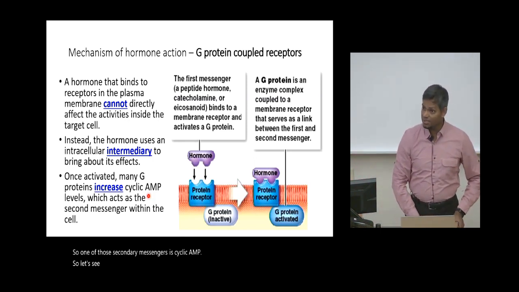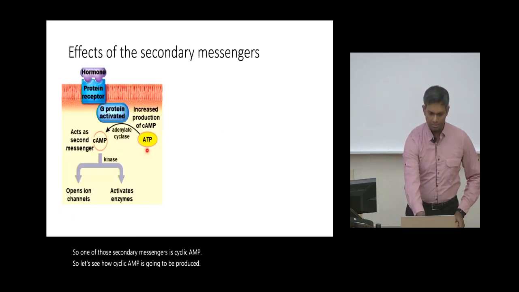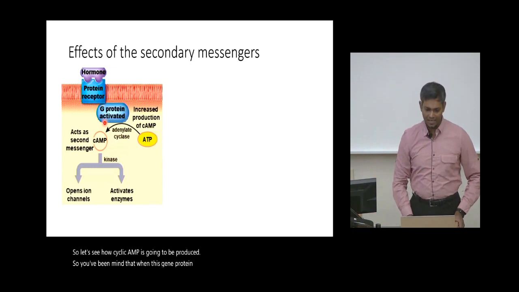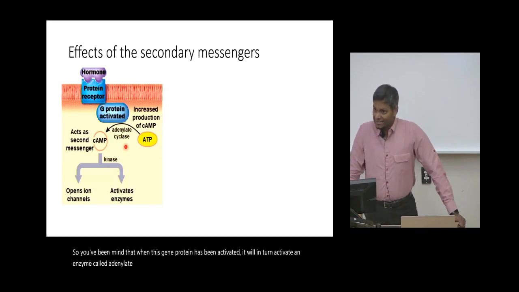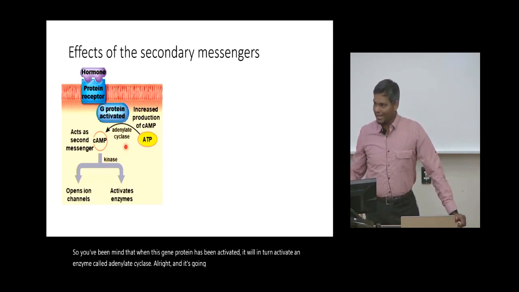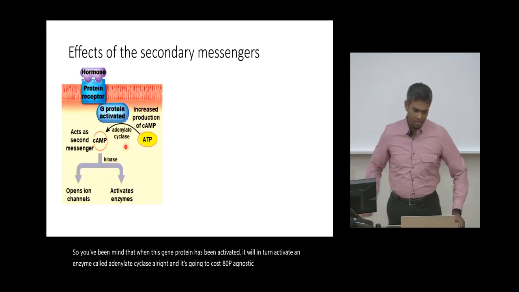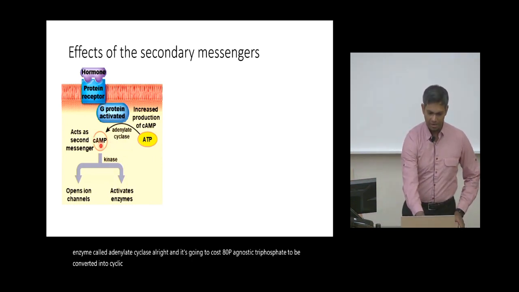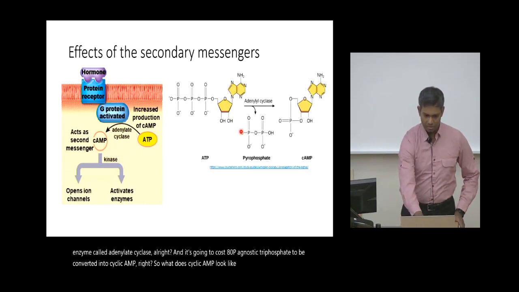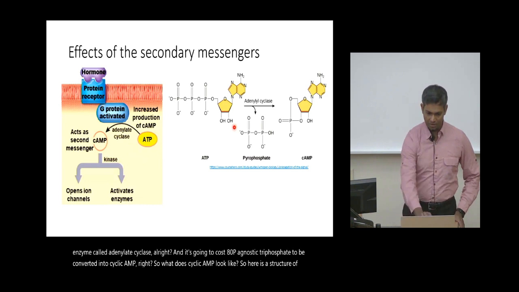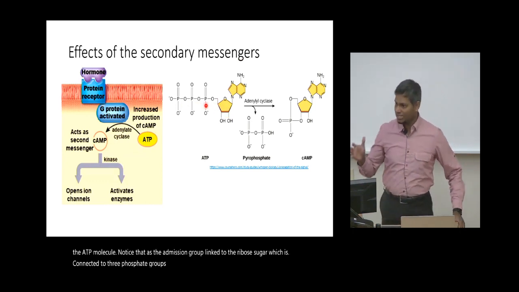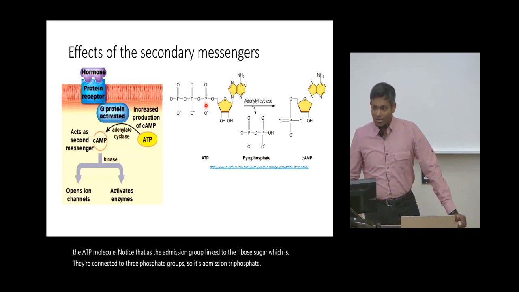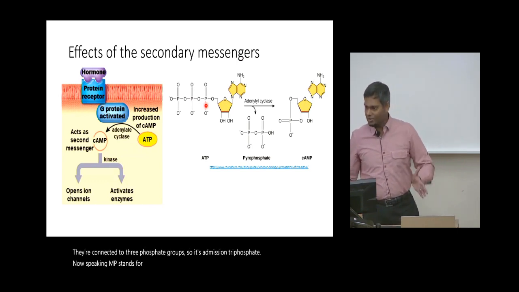So let's see how cyclic AMP is going to be produced. Keep in mind that when this G protein has been activated, it will in turn activate an enzyme called adenylate cyclase. All right, and it's going to cause ATP, adenosine triphosphate, to be converted into cyclic AMP. So what does cyclic AMP look like? Here is a structure of the ATP molecule. Notice that there's the adenosine group linked to the ribose sugar, which is in turn connected to 3 phosphate groups. So it's adenosine triphosphate. Now, cyclic AMP stands for cyclic adenosine monophosphate.